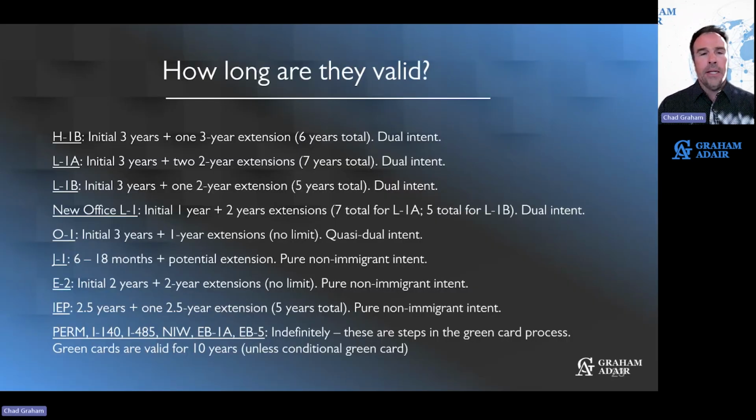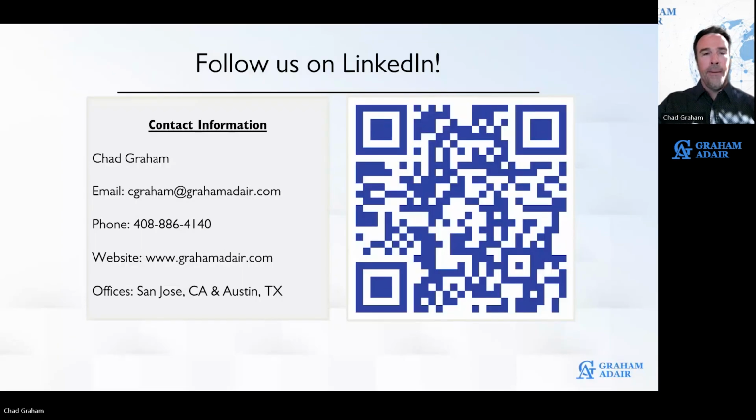The next slide is how long they're valid. As I said, with the H-1B, 6 years, but you can extend indefinitely as long as you start the green card process. I also have listed here whether it's a dual intent status, meaning that you can be a non-immigrant and an intending immigrant at the same time, and whether extensions are available and how many extensions are available. Again, you'll get these slides, so don't worry about memorizing all this.